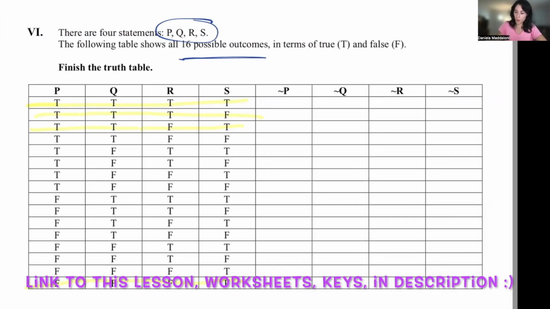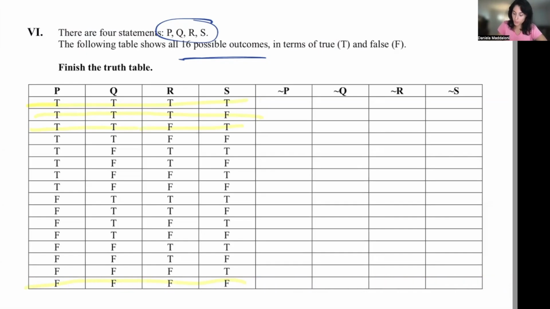To fill all of these out, we're just going to do a couple. Let me change this back to pencil mode. For that first row, if all of them are true, then the negation of all of them means all of them are false. Then the second one: P, Q, and R are all true, so their negations are all false. And if S is false, then not S would be true. You could just keep filling out the chart.